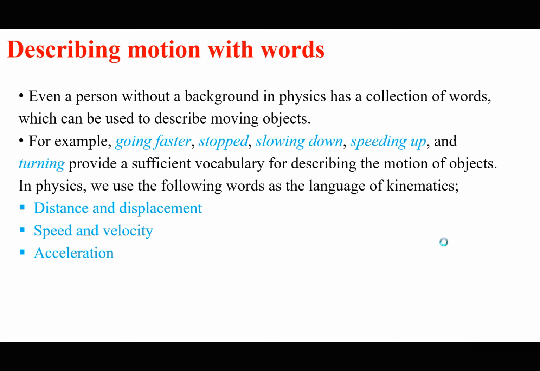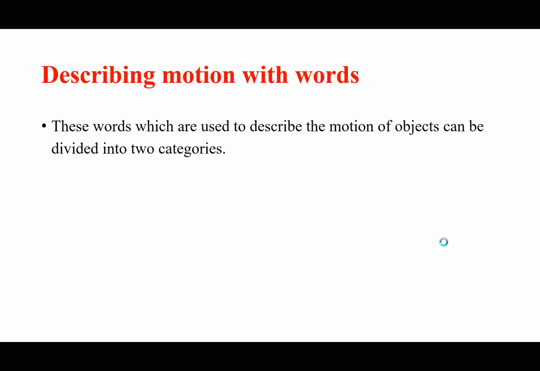Then we shall talk about acceleration. These are the words we are going to use to describe motion. Of course, these words, as we mentioned in the first topic, can be described as being scalars and vectors. So these words which we use to describe motion can be divided into two categories. That is, some of them are vector quantities, others are scalar quantities.